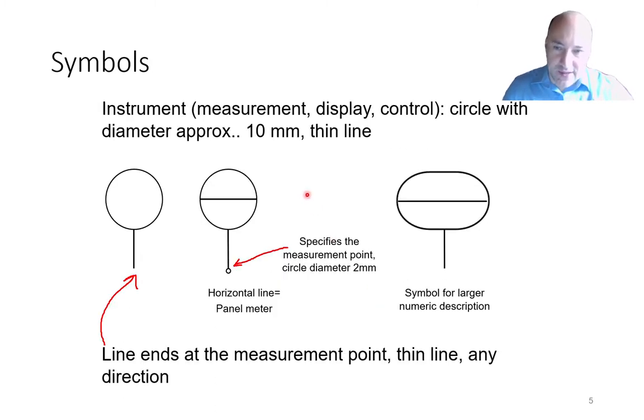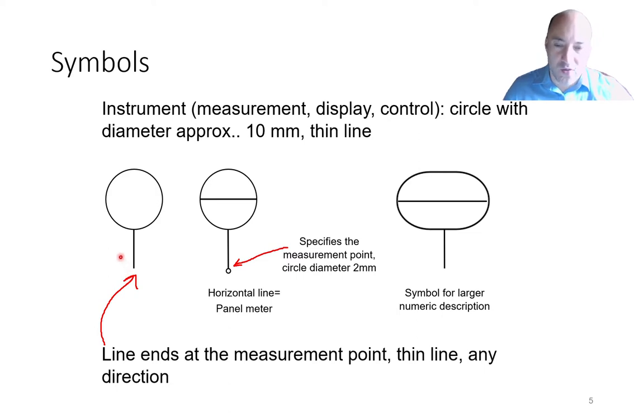So the symbol that we will see in most cases is the symbol for an instrument. It is a circle which has a diameter of approximately 10 millimeters. And this circle is telling me that here I have some instrument. And this instrument might be really the sensor itself. So we will measure some variable. In this case, you have a line like this, and the line ends at the measurement point.